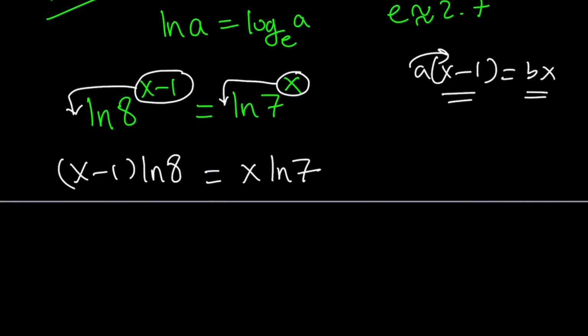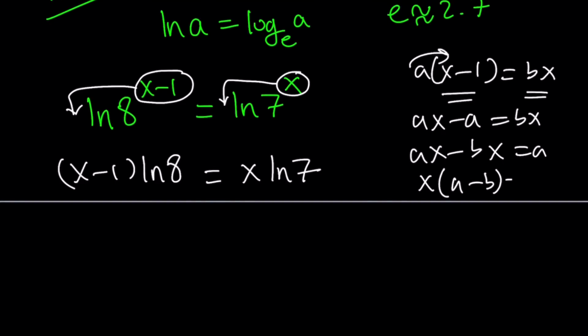All right, let's do it. And by the way, if you're solving this equation, you would go with ax minus a equals bx, then ax minus bx equals a, and then x times (a minus b) equals a, and then x would be a over a minus b. Of course, if a is equal to b, then there are no solutions, right? Okay, great. So that's a linear equation with a parameter.